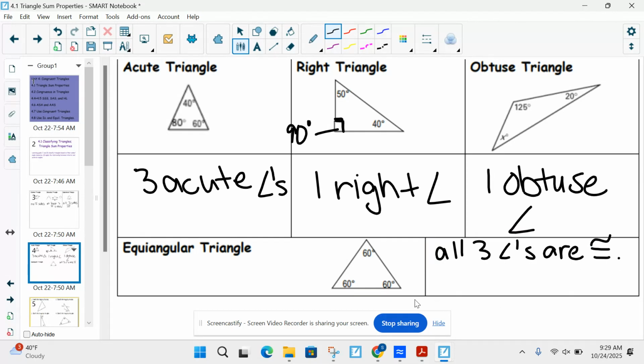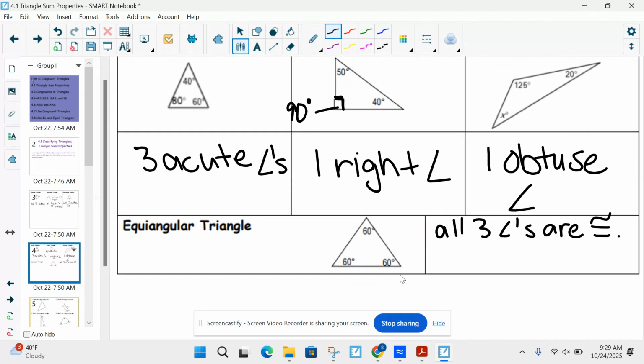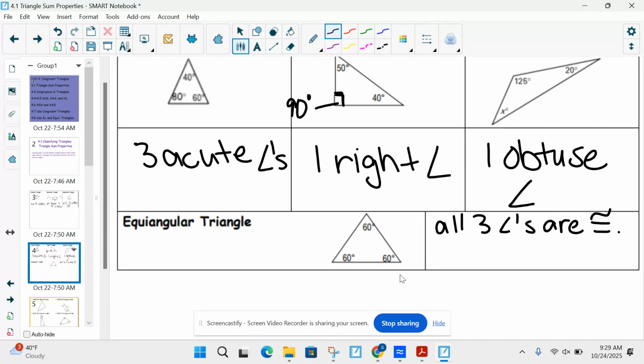This says 60, 60, and 60. Will they always be 60, or can they be other angle measures to be equilateral? Yeah, because if they're all the same, then let's call them all x. So 180 is equal to 3x, and 180 divided by 3 is 60. So equilateral triangles will always have 60-degree angles. Now, if one of them is 60 and you don't know the others, that doesn't mean that it's equilateral. If you know two of the angles are 60, then the third one has to be 60, so it's equilateral.